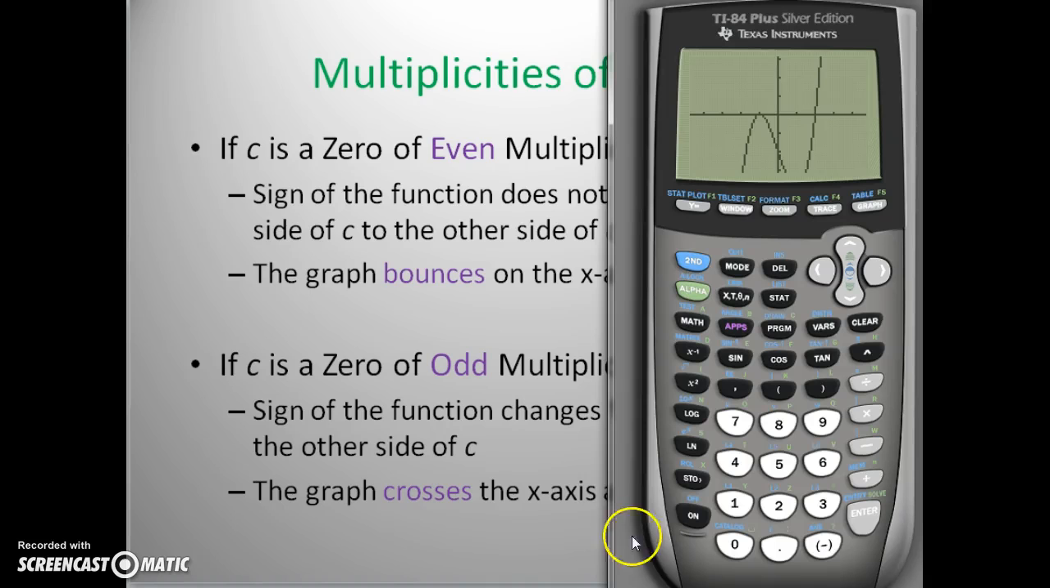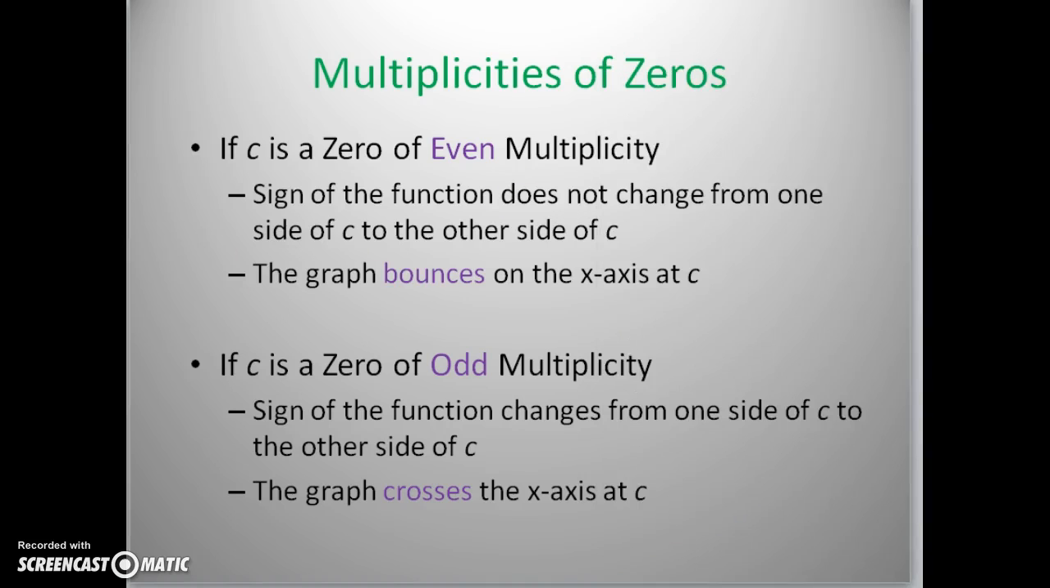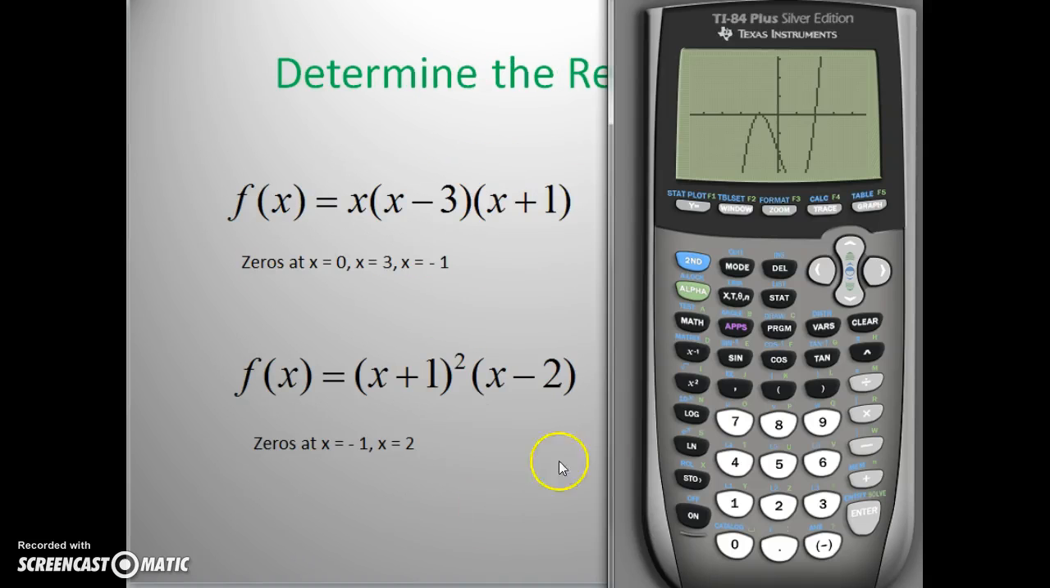So if I go back to my graph here and go back to the example, again, this is the example that we see here. This 0 at -1 has multiplicity 2. 2 is even. We get a bounce. This 0 is at +2. It has multiplicity 1. 1 is odd. It goes through the x-axis.